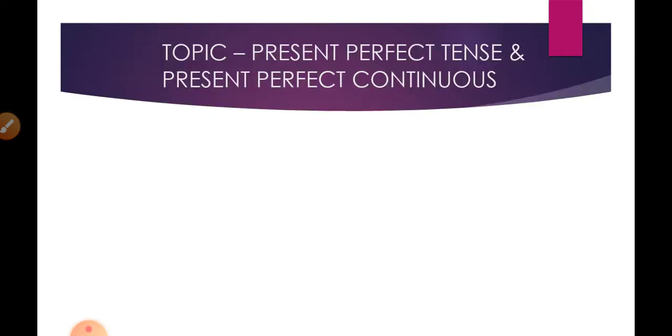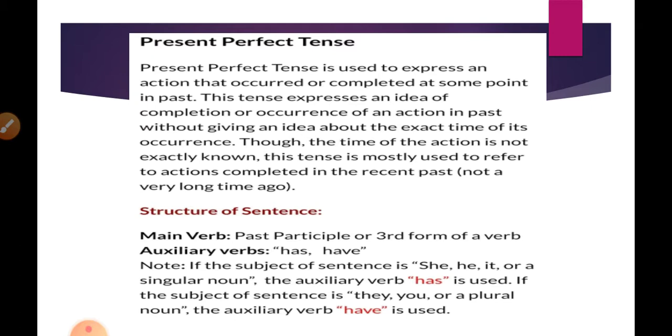Our topic is present perfect tense and present perfect continuous tense. Present perfect tense is used to express an action that occurred or completed at some point in the past. This tense expresses an idea of completion or occurrence of an action in the past without giving an idea about the exact time of its occurrence. This tense is mostly used to refer to actions completed in the recent past, not a very long time ago.